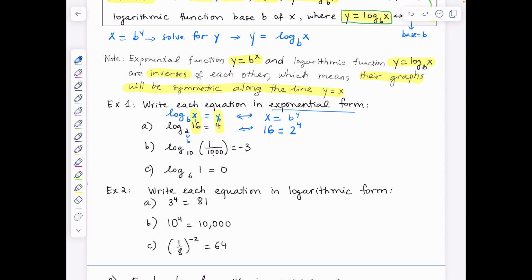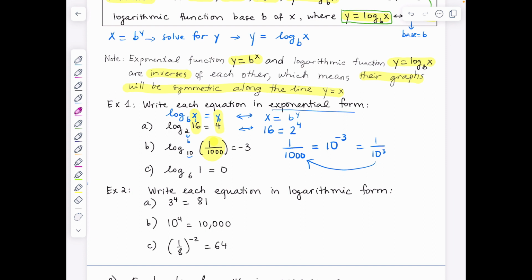Example B, log base 10 of 1 over 1,000 is equal to negative 3. Right now, this is the input of the log function, but it will become the output of the exponential function. So that will be 1 over 1,000 equals the base, which is 10, to the negative 3 power. Is this true? Yes, it is, because 10 to the negative 3 is the same as 1 over 10 cubed, and 1 over 10 cubed is equal to 1 over 1,000.